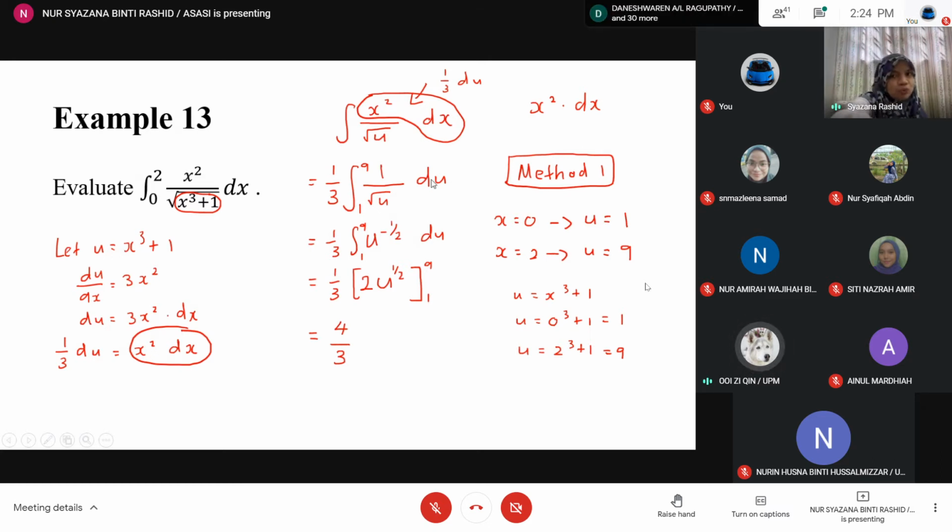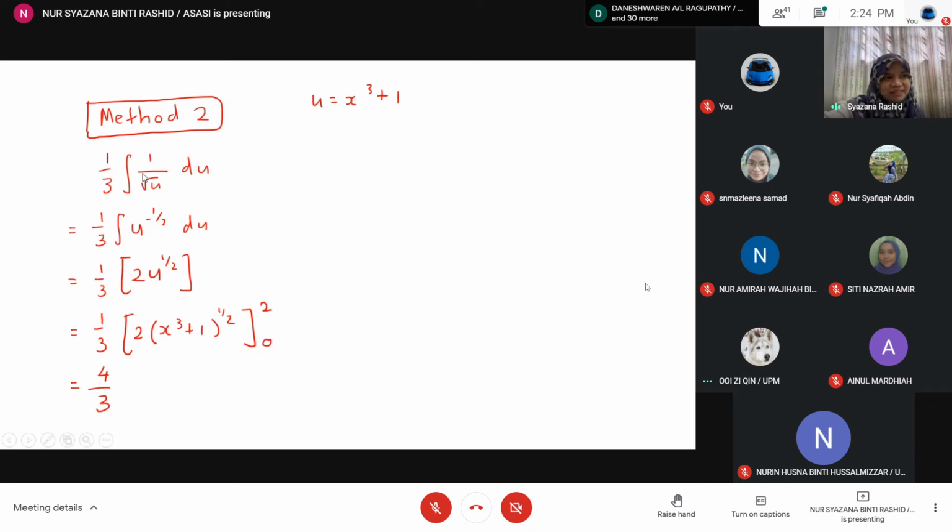Same to method 2. So kat sini I tak tulis kan? I tak tulis. But at the end I should write so that I know what value to use. If I don't put here, maybe I will make a mistake when I calculate. Okay, terima kasih. Sama-sama. Any other question?